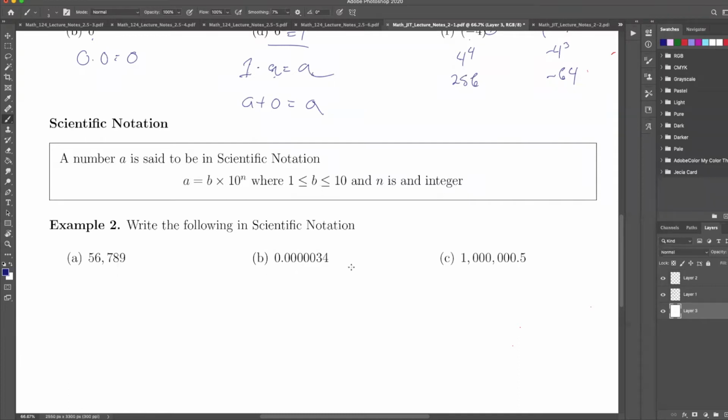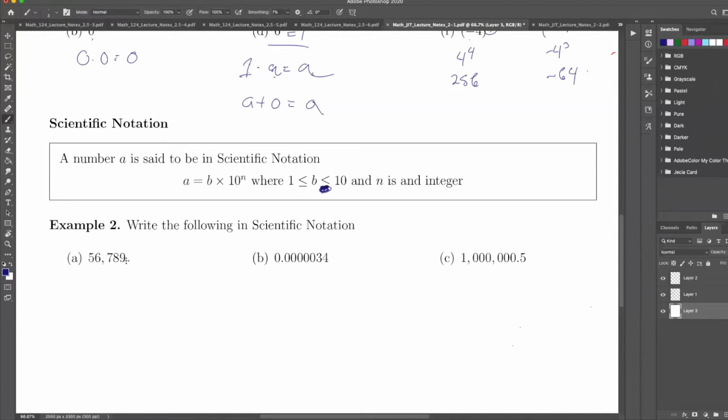So let's talk about scientific notation. There is a boo-boo here. This should be strictly less than. Instead, it's some number between 1 and 10, including 1 but not including 10, so it could be 9, whatever. And n is an integer, and we're going to write this in scientific notation.